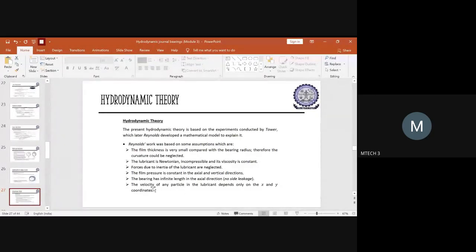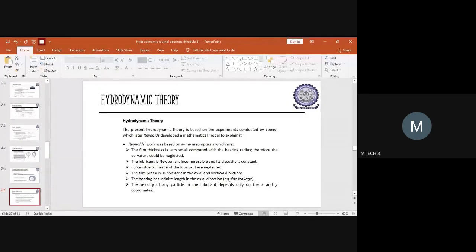And lastly, the velocity of any particle in the lubricant. In the lubricant, you might have particles, which might be asperities that come from a harder material to the softer material, or any material particles which come in between as an additive or any active material, or to keep the lubricant at the desired property. So any other contamination, whatever particle is embedded in the lubricant, its velocity mainly depends upon the x and y coordinates only.